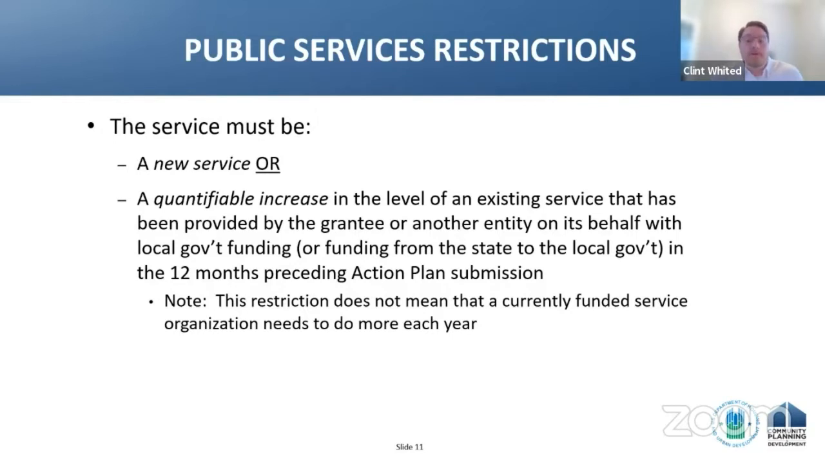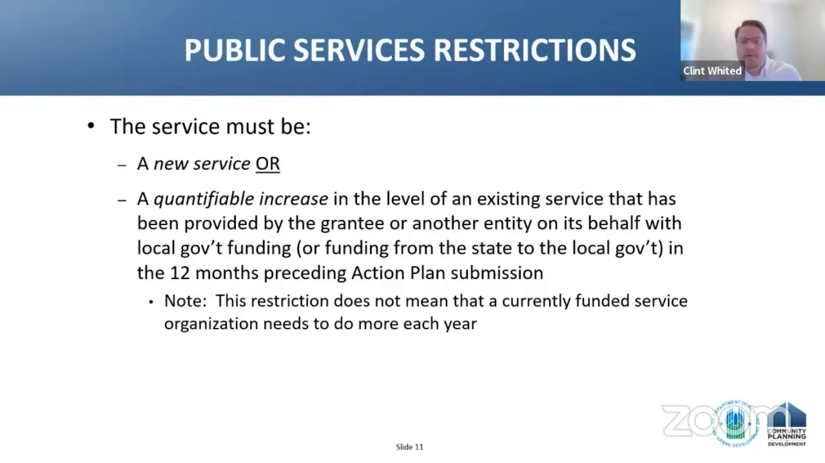And if you were to invest CDBG funds in the activity, which is quite all right, you can add CDBG funds to the activity, but you can't take away the local general funds because it was an existing activity within 12 months of your action plan submission. If you did put CDBG funds in that situation, HUD would expect to see a quantifiable increase in the level of service, not just simply swapping out local funds for CDBG funds.